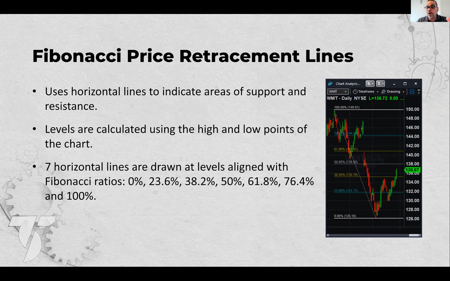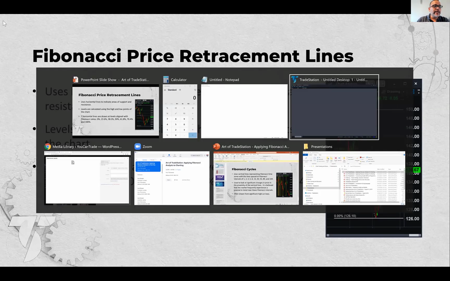By the way, when you draw these price retracement lines, you have to pick point A and point B. Point A is going to be your 0% and point B is going to be your 100%. So you are the one who is identifying those two levels, and then the Fibonacci percentage lines are going to be drawn according to your measurement. Let's take a look at that on the chart, and I'll show you how you can draw it. Let's go here to TradeStation and open up a chart analysis window.